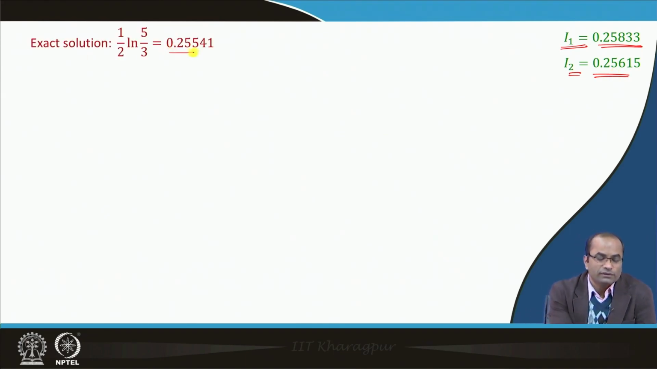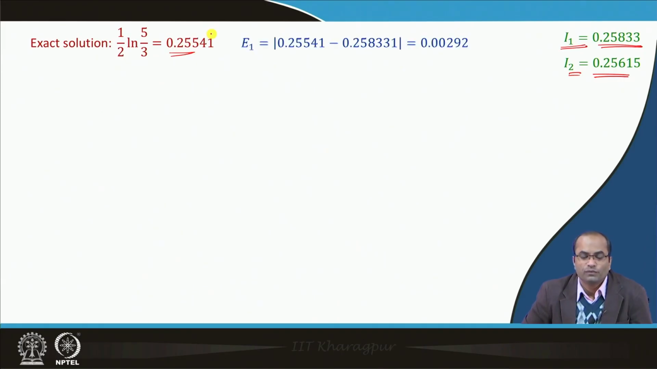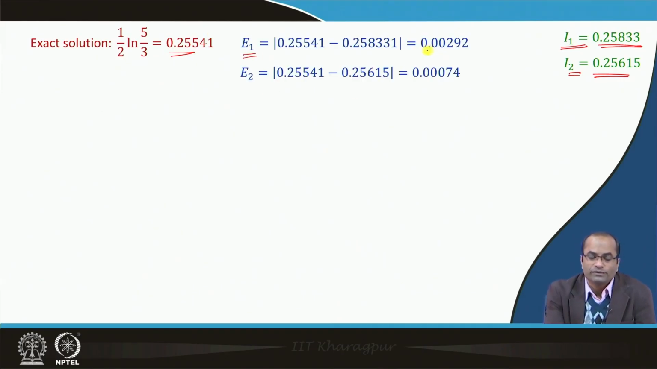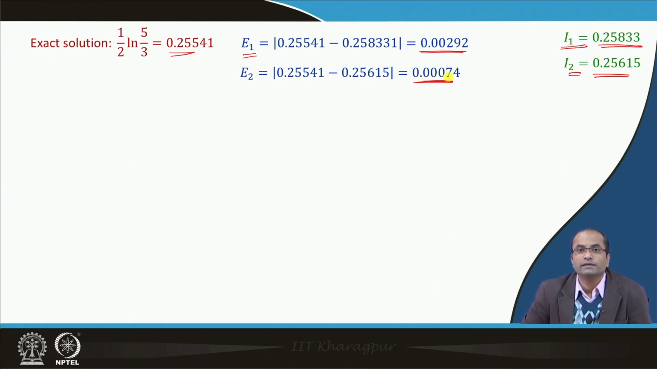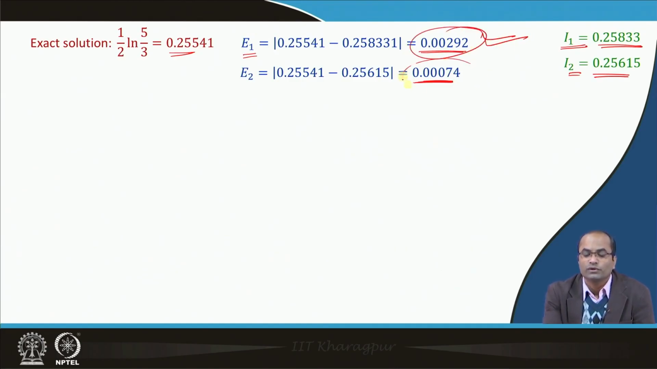The actual value in this case is 0.25541. If we compute the error to compare, in the first case the error is 0.00292. In the second case we have a smaller error, which is expected, because in the second case we have taken 4 sub intervals. In the first case we have taken only 2 sub intervals. So here the error is more, whereas in this case the error is less.